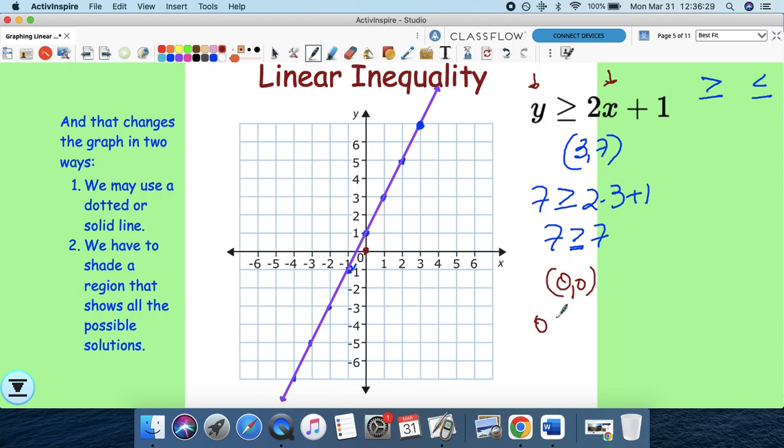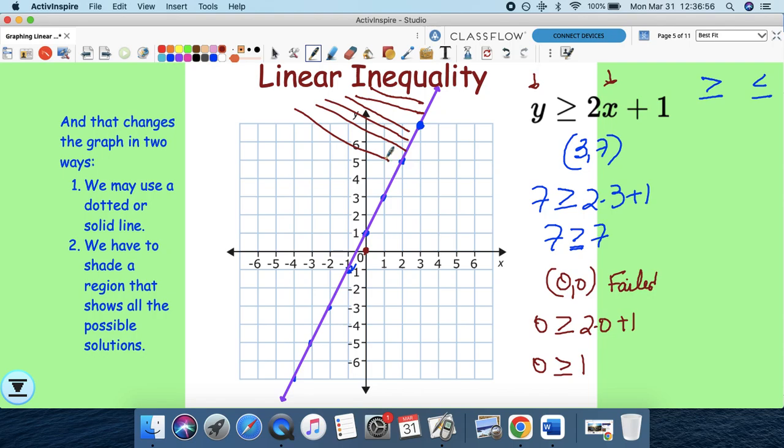So we get 0 is greater than or equal to 2 times 0 plus 1, and 0 is greater than or equal to 1, because 2 times 0 is 0, 0 plus 1 is 1. Is it true? Well, 0 is definitely not greater than or equal to 1. So the point (0, 0) failed. And if it failed, every point on the same side as (0, 0) is also going to fail. So we want to shade the other side. And the way to shade it is to draw perpendicular lines, nice and easy. Perpendicular lines to the purple line that we just created, like this.